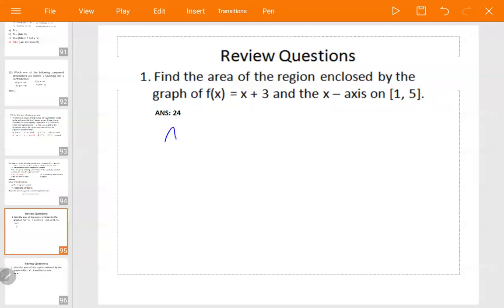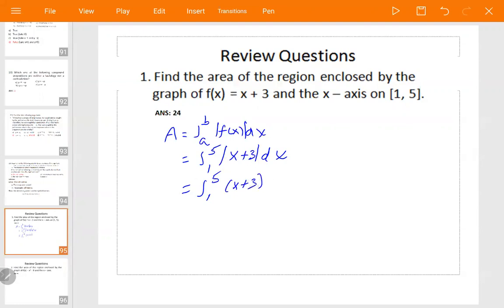Now, as you know, area is given by the formula integral from a to b of the absolute value of f of x dx. Now, a and b are 1 and 5, so integral from 1 to 5 of the absolute value of x plus 3 dx. Now, if you take any x that is between 1 and 5, x plus 3 will be positive, and the absolute value of x plus 3 will be x plus 3 itself. So I'll have integral from 1 to 5 of x plus 3 dx.